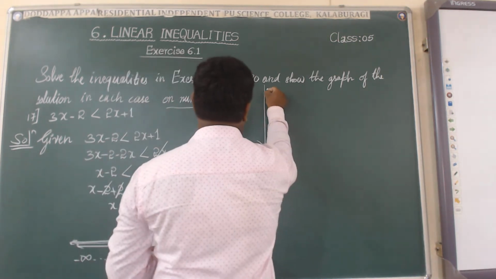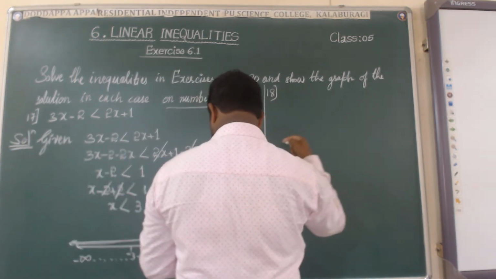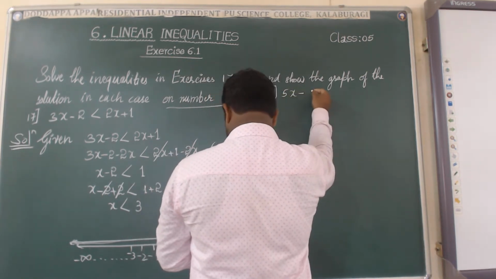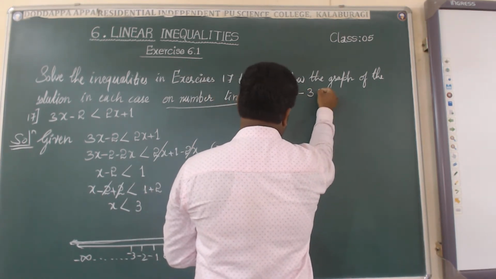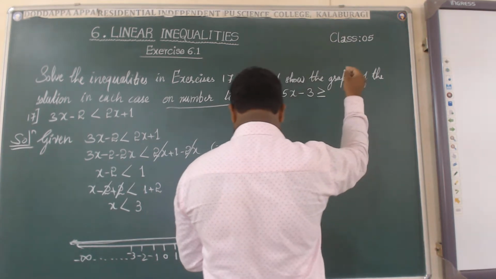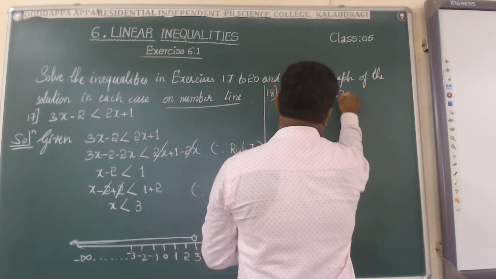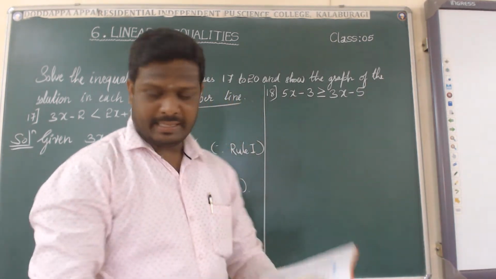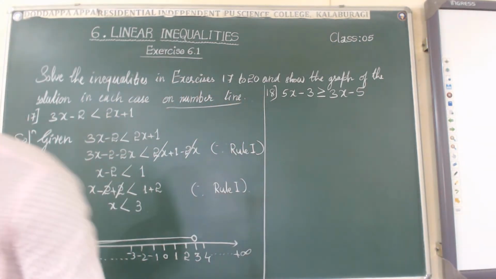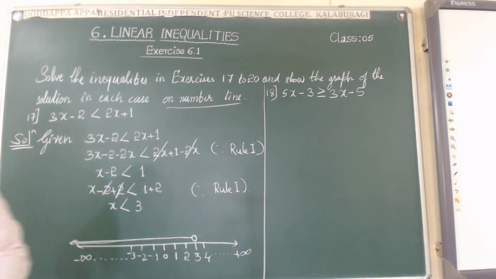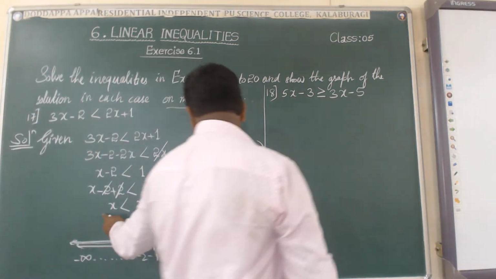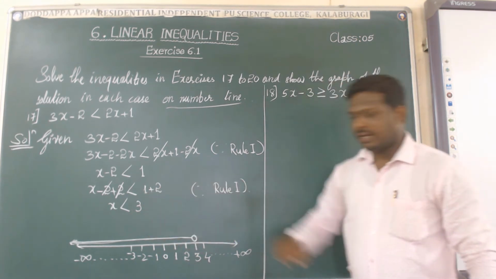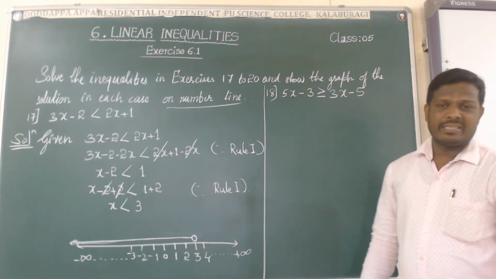18th one is 5x minus 3 is more than or equal to 3x minus 5. Yes, this is the given question. We have to solve this one up to getting the coefficient of x is positive one, then show that solution on number line. Okay, very simple way is it.